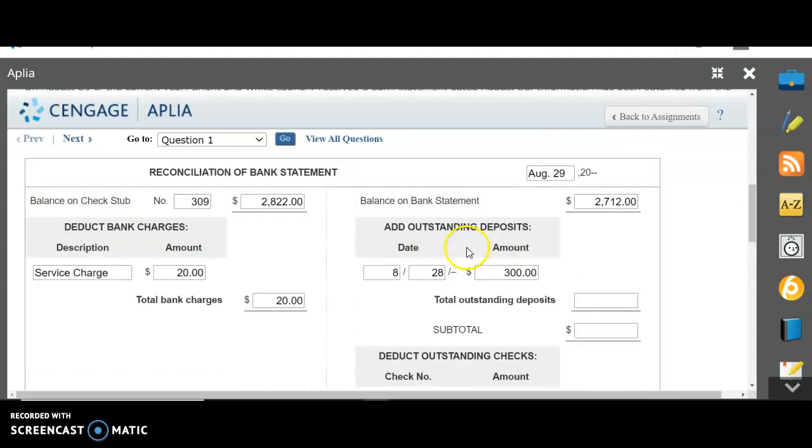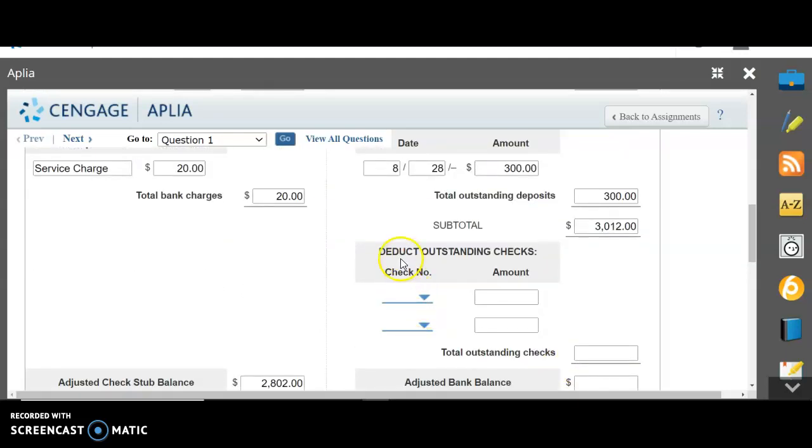It means that we made that deposit and it didn't show up yet on the bank statement. So if we had more, we would list them all and add them all together. But that's the only one, so we bring that down to the total outstanding. So we're going to just transfer that $300 down to that amount. And it says right here what to do for math. It says to add it. So we're going to take the 2712, add the 300 and get a subtotal of 3012.